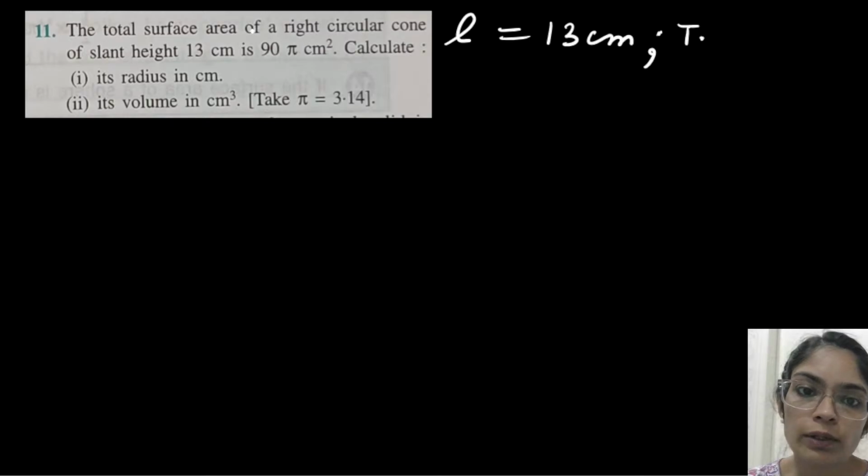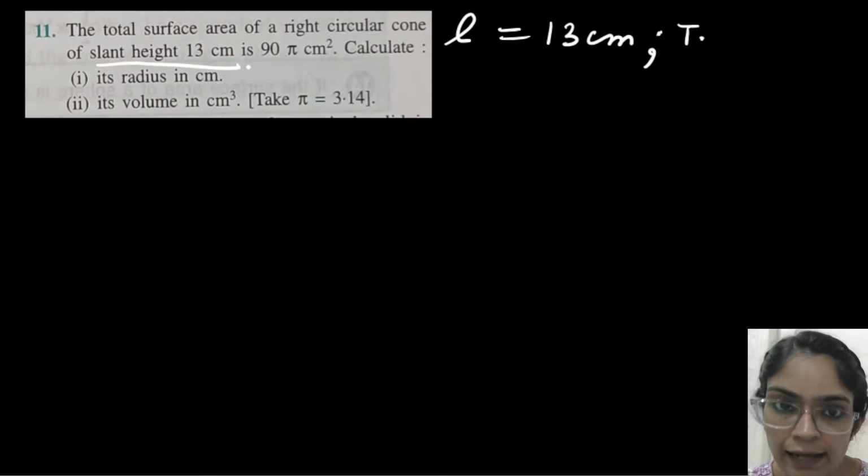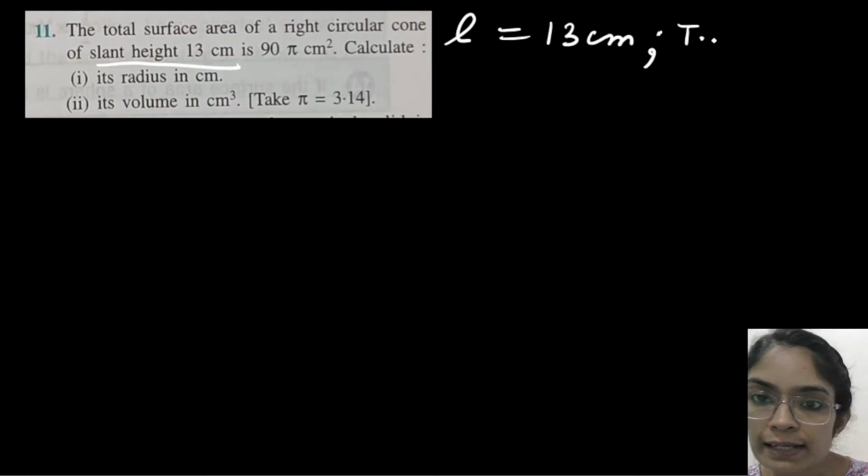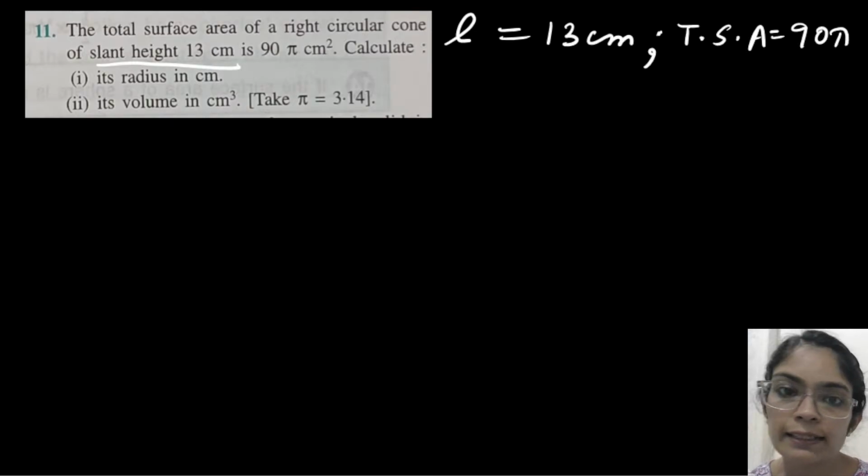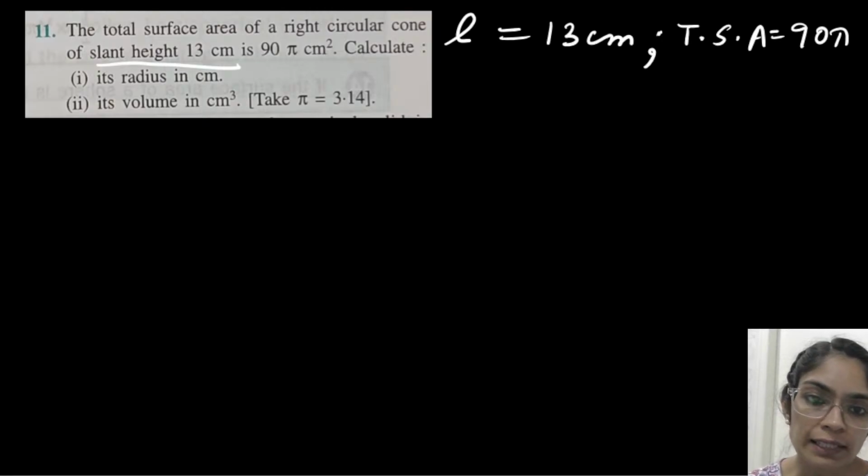So they have mentioned the total surface area of a right circular cone of slant height 13 centimeter is 90 pi. So total surface area is how much? 90 pi. Slant height is given to us, 13 centimeter. So we have to calculate its radius in centimeter and also we have to calculate its volume.